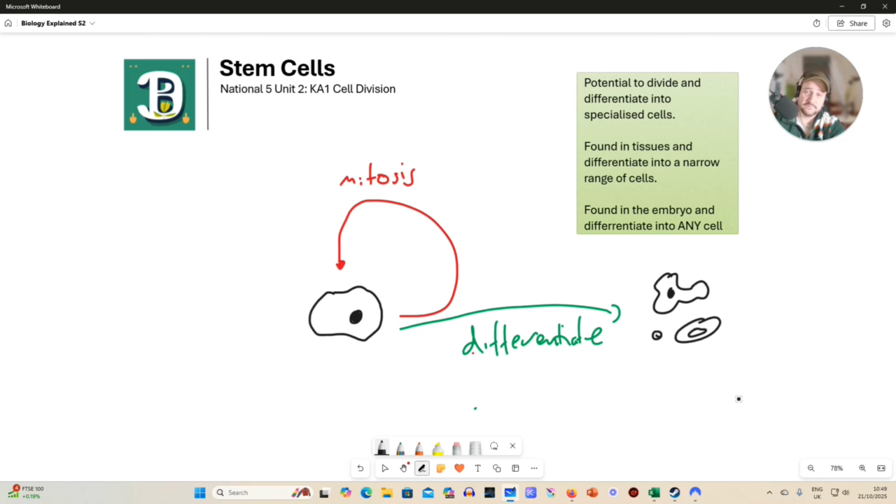Okay, it's that simple. There's only one more thing that we need to mention about stem cells, and that's stem cells in plants. They do the same sort of thing. Okay, they can differentiate into a range of cells and are needed for the plant to grow and to repair itself.